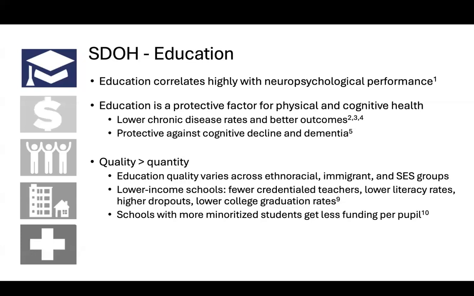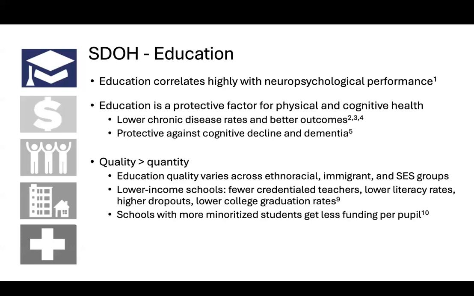We talked about this in the previous slide, but it's important to think not just about quantity, but also about quality. And in some cases, quality can be more important than quantity, because if someone is attending 12 years of school, but had very, very poor quality, not a lot of instruction or access to materials needed, that impacts learning. So education quality, we know, varies across groups, with more minority groups, ethno-racial minorities, immigrant, and lower SES groups having lower quality in the education they are able to access.